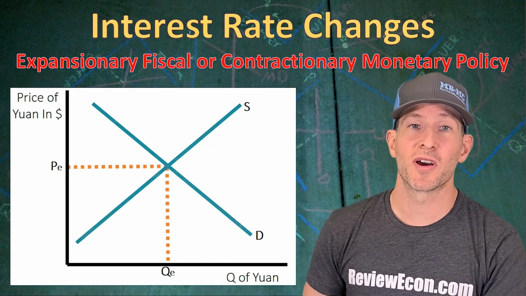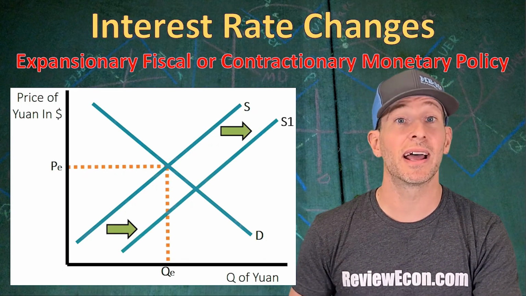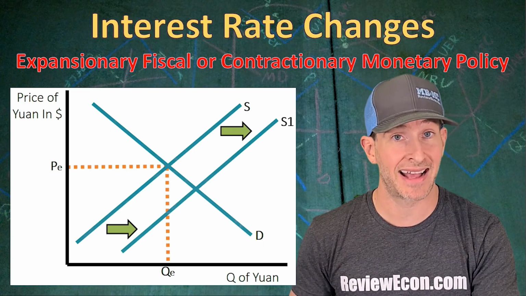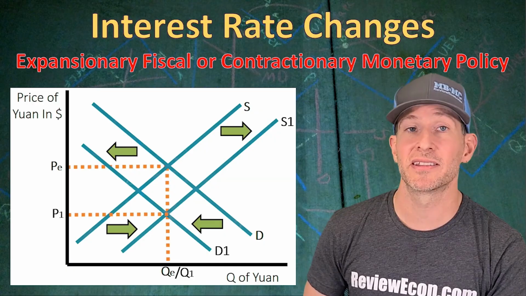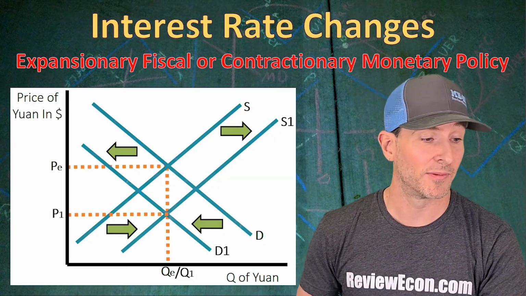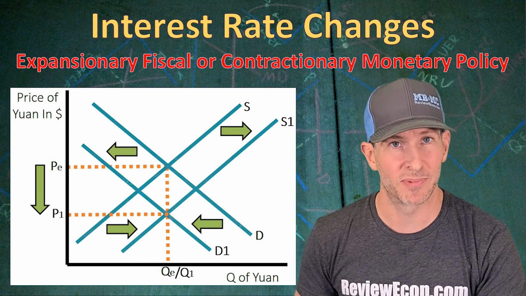And on the foreign exchange market for the Chinese yuan, we are going to see an increase in the supply of Chinese yuan as foreign investors sell those assets that are bearing less interest. And we are going to see a decrease in the demand for Chinese yuan as well. Both of those shifts cause the Chinese yuan currency to depreciate.